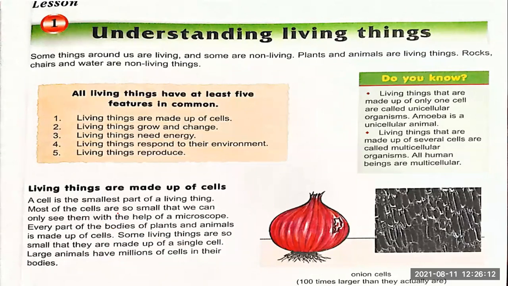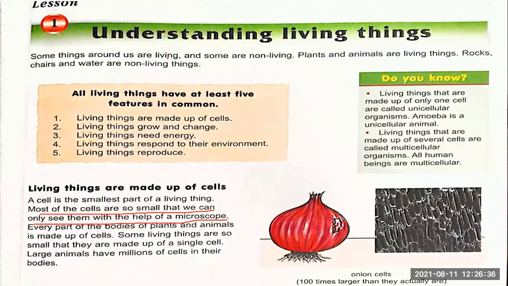Okay, good. Beta, underline this one line, every student. All of the students must underline this one line, that most of the cells are so small, and we cannot see them. We can only see them with the help of a microscope. The one thing that we underlined is this one paragraph, all living things have 5 features in common.